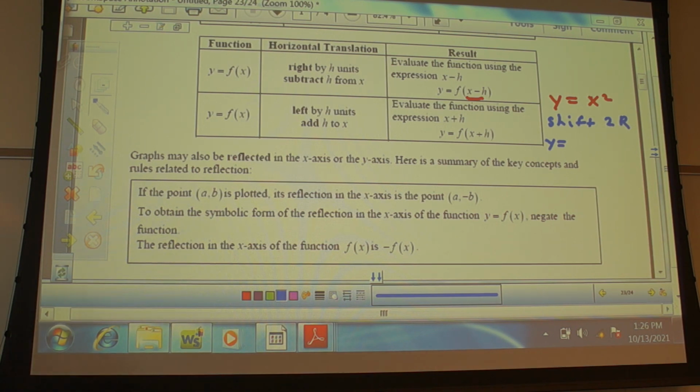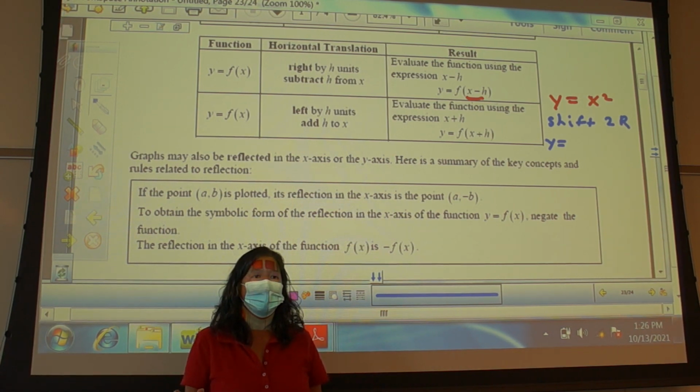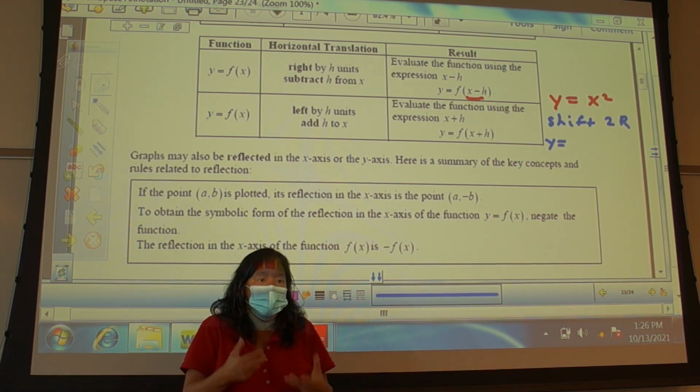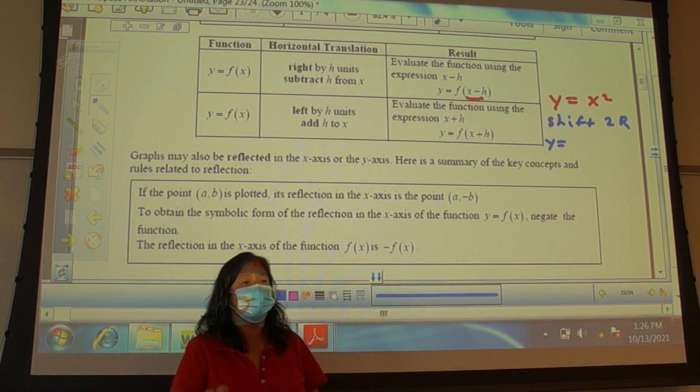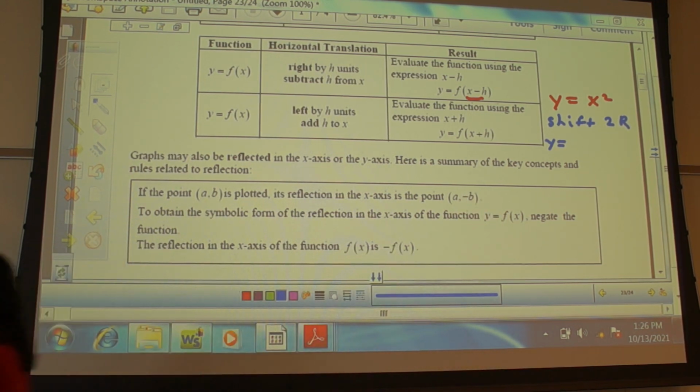Okay, so is left-right shift on the inside or the outside? Nope, up-down is on the outside. Left-right is on the inside, right where X is at. So left-right is on the inside. Right where X is at, you're going to put a big parentheses where X is.